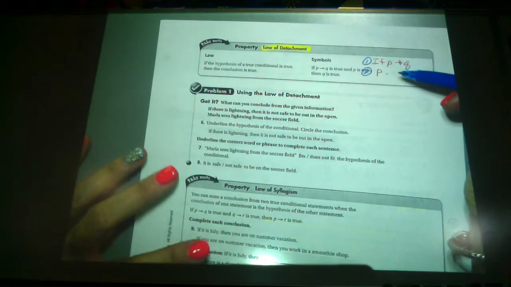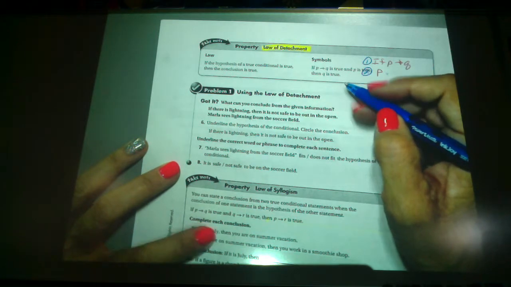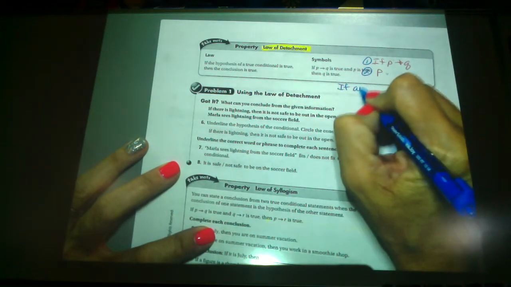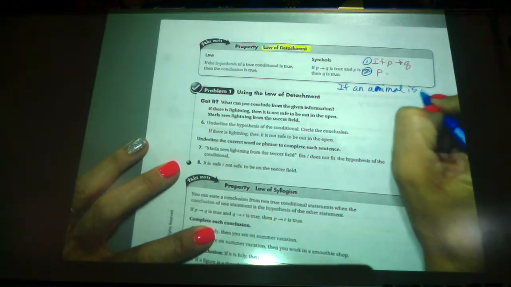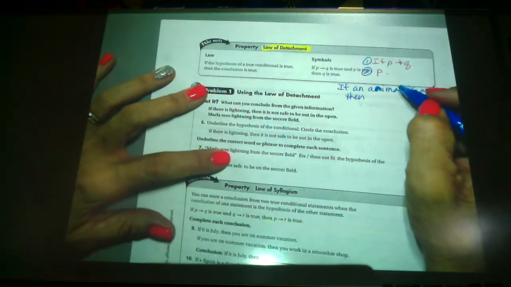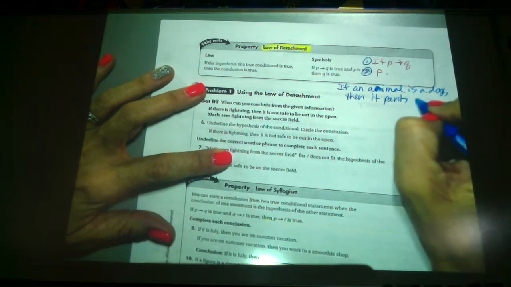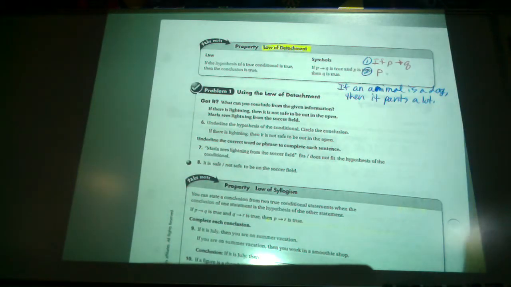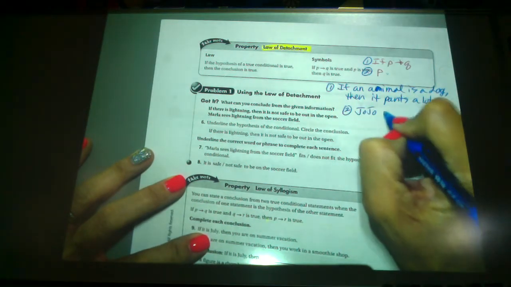So, for instance, it might be something like this. If an animal is a dog, then it pants a lot. Whether you agree with it or not, let's just assume that's completely true. If an animal is a dog, then it pants a lot. So that's statement number one. Statement number two, Jojo is a dog.